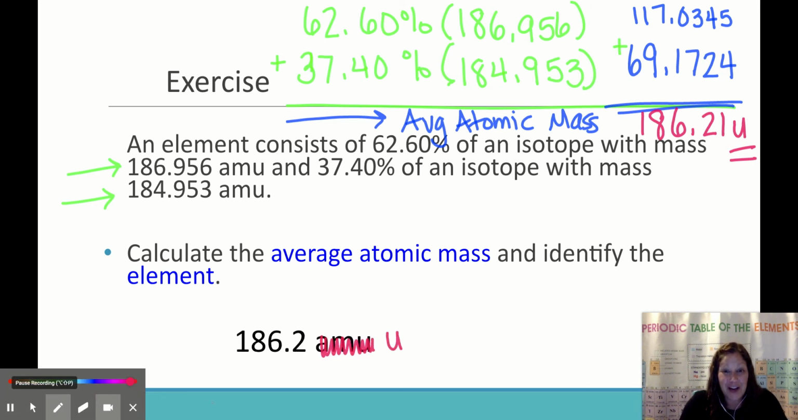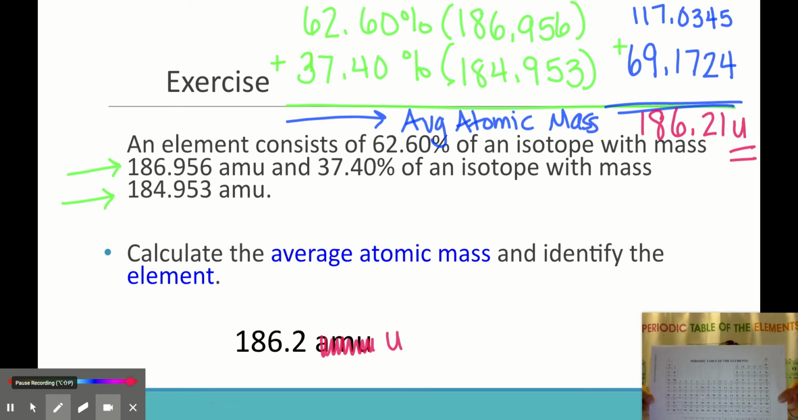So how do we find out what element this is? I'm going to give you a hint. It's right here. We are going to look on the periodic table, which you should have, and on the periodic table of elements, you are going to look for the element that has a mass around 186.